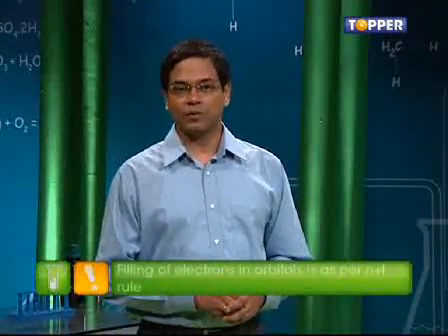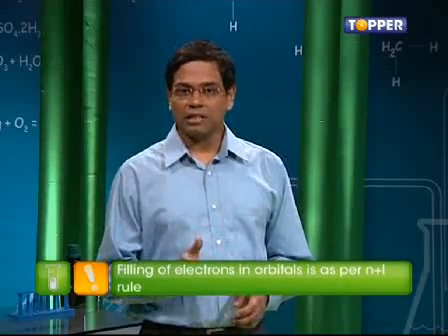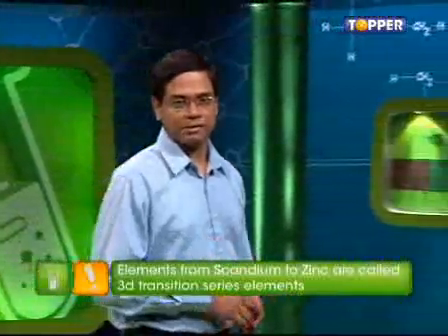Why does this happen? Just recall the n plus L sequence of electron buildup we studied a little earlier. The transition occurs at scandium, and until zinc, it is the 3d orbital that gets filled rather than 4p. These elements are therefore called the 3d transition series elements.